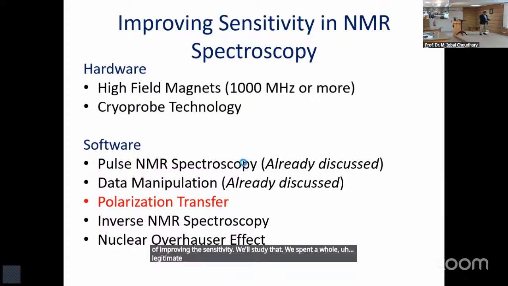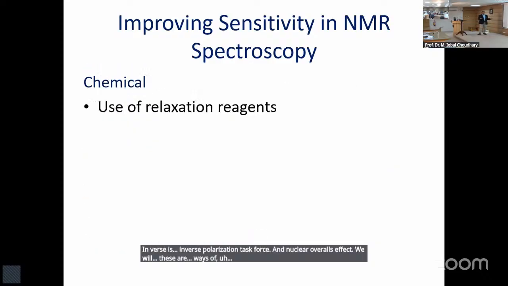And then, of course, inverse polarization transfer and the nuclear Overhauser effect. These are ways of improving sensitivity. And then, of course, there are methods in which you can add certain chemicals in your NMR tube.